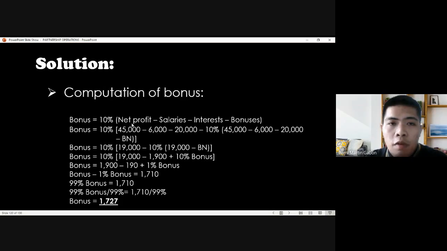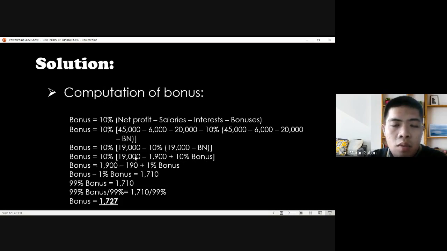So, ito net profit 45, salary 6,000, interest 20,000. Si bonus, ito si bonus, yung kabuuang ito from 10% down to BN. Okay? Then simplify everything. So ito magiging 19,000, then i-express ito magiging 19,000 din to minus BN. Then distribute sa 10%, ito magiging 19,000 magiging 1,900 negative, negative minus times positive is negative. The negative times negative is 10% bonus positive.